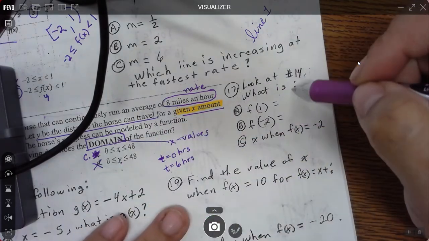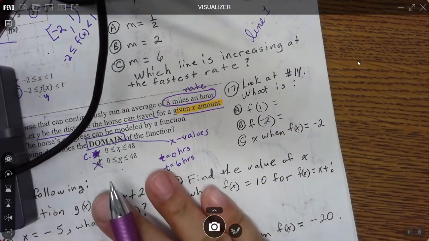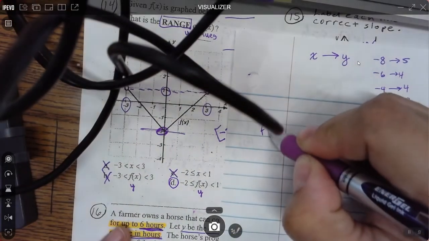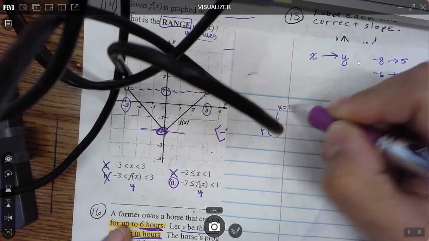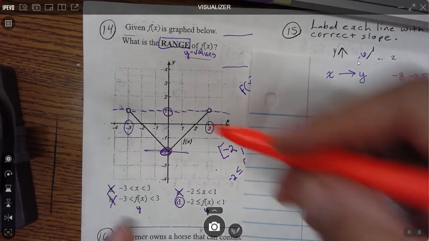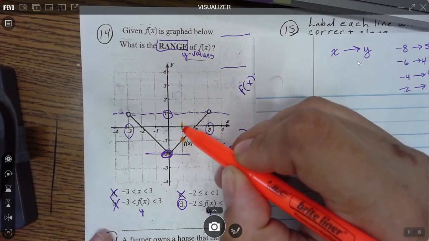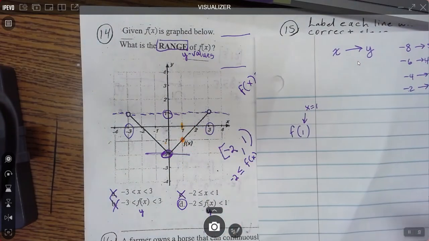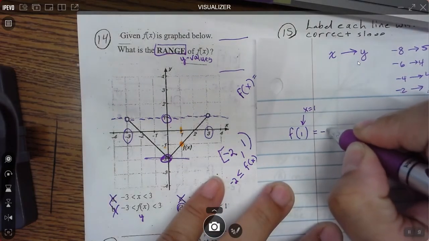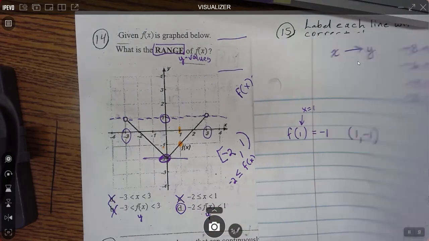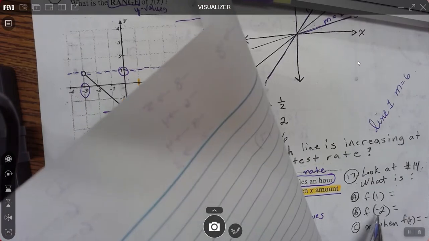Okay, so look at 14. What is f of 1? Where is 14? Oh, right here. All right, so f of 1, that means that x equals 1. So if x equals 1, you're going to go to the x-axis, right? And you're going to go to 1. And the function is defined right here. So when x is 1, y is negative 1. So f of 1 equals negative 1. So this ordered pair is 1 comma negative 1. Then it tells us to find f of negative 2.